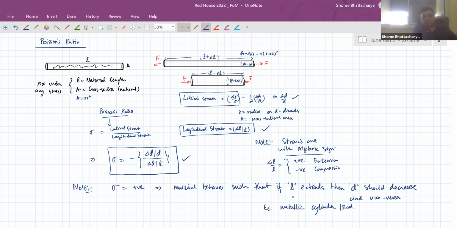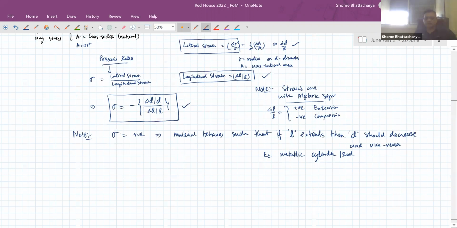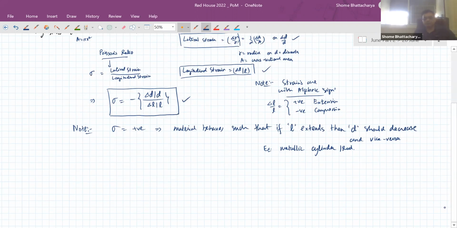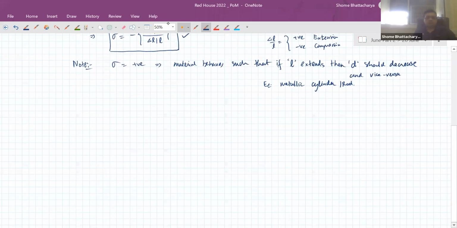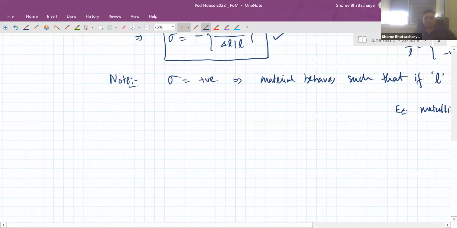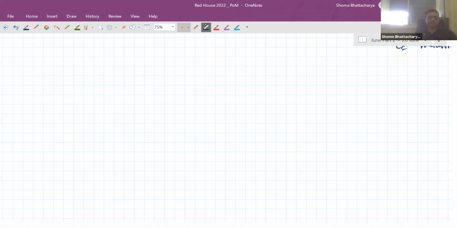Okay, so as I was telling you, typical real life materials, naturally occurring materials like metals, etc., have positive Poisson's ratio. But both artificial and naturally occurring materials are known which have negative Poisson's ratio.